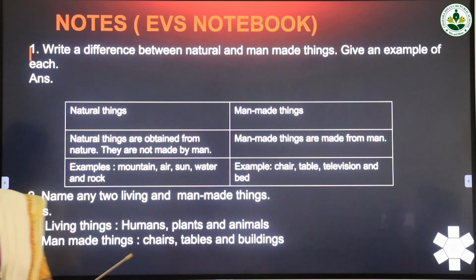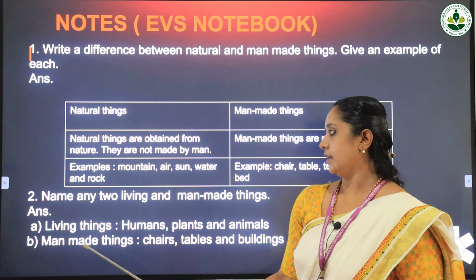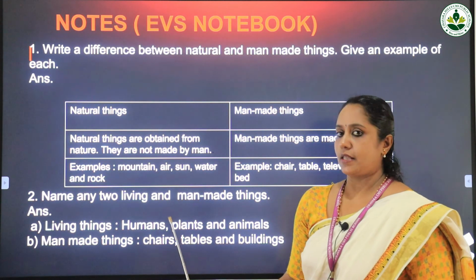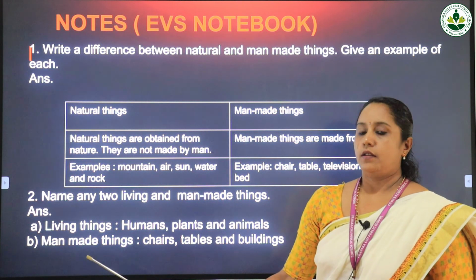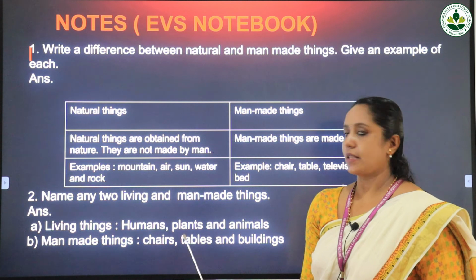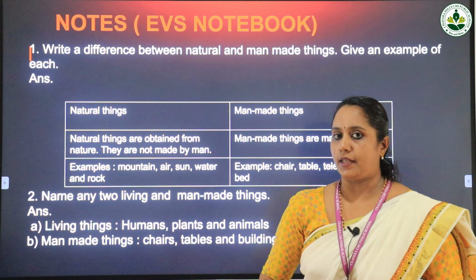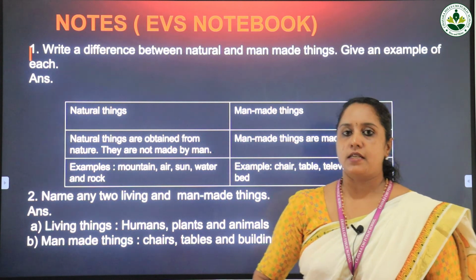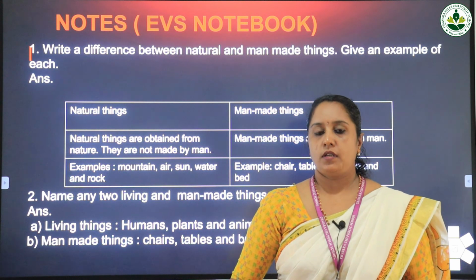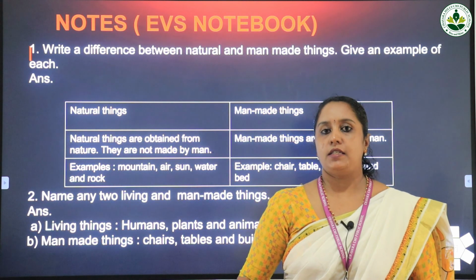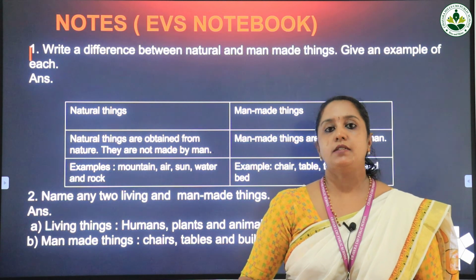Now second question, name any two living and man-made things. Answer, living things. Examples are humans, plants and animals. Now what about man-made things? Example, earlier we discussed about chairs, tables and buildings. So these are the question answers. This you have to write in your EVS notebook and you have to write and study these answers 3 times in your rough book. Then only you will be able to write it by heart.